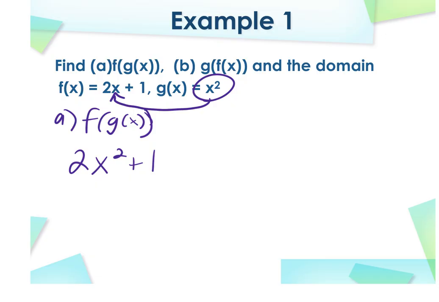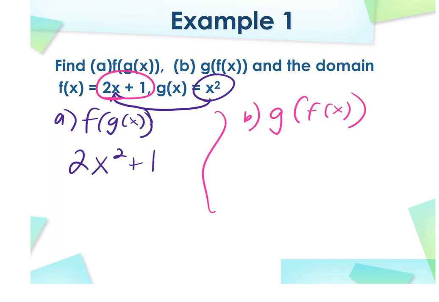With me so far? Okay, b is the other way around. B is find g of f of x. So this time we take the f of x and plug it in place of the x in the g. So this becomes 2x plus 1 squared. If it's an open-ended question, it's totally fine to leave it as it is. If it's multiple choice, you might see it expanded, okay?